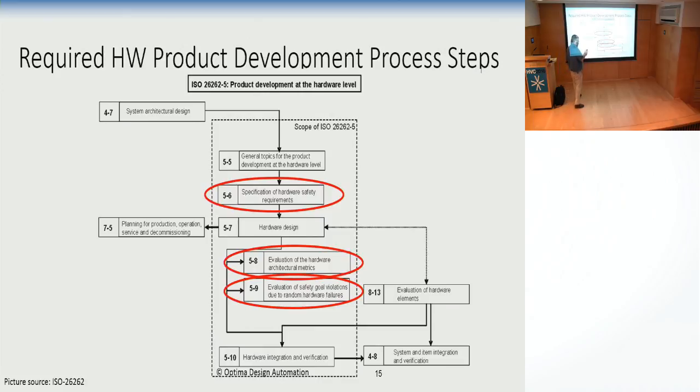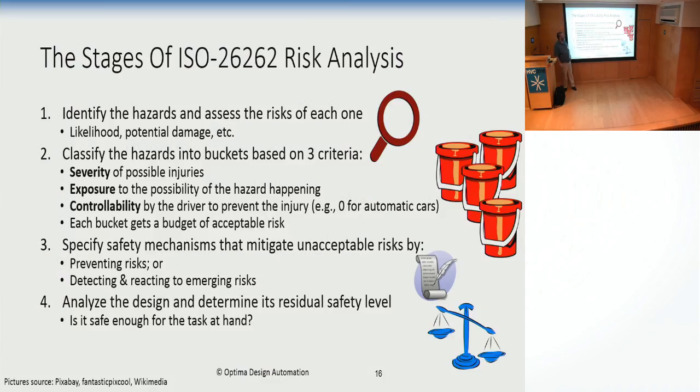If we go into slightly more detail, the new parts are that you need to specify hardware safety requirements, you need to evaluate the metrics, and you need to evaluate how many goals are violated so that you know what to do and if you need to fix things. So let's go into the actual details. What do I need to do? What process do I need to follow in order to be safe?